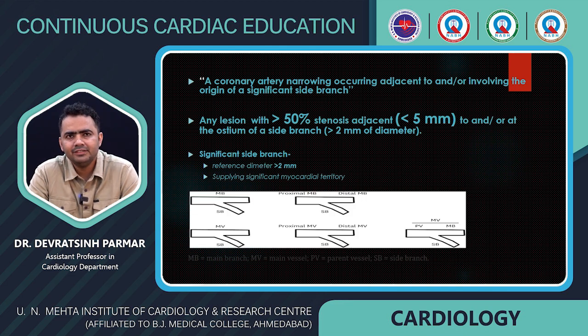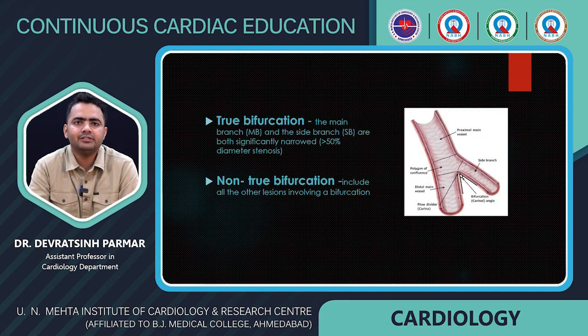So basically, a side branch is considered to have significant stenosis when the lesion is more than 50% or the ostium of the side branch is more than 2 mm. So that is when it is considered significant.